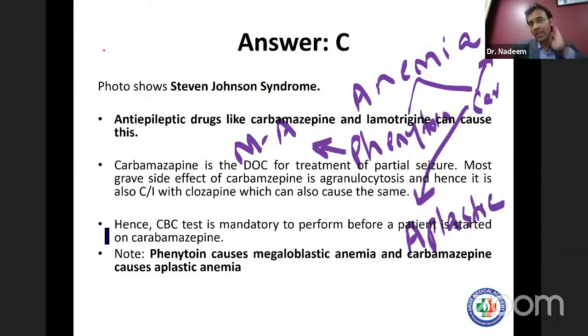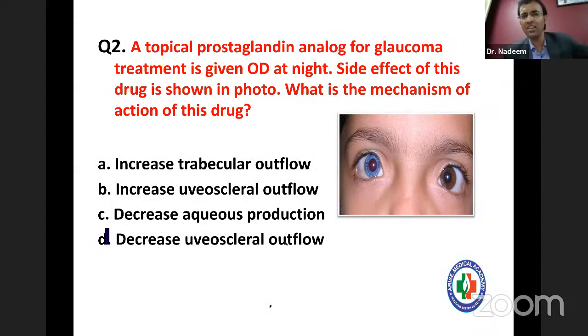Next question. A topical prostaglandin analog for glaucoma treatment is given once daily at night. The side effect of this drug is shown in the photo. What is the mechanism of action of this drug? I have shown you the side effect here. Prostaglandin analog drugs are anti-glaucoma drugs. But for your convenience, I have given you the side effect also.